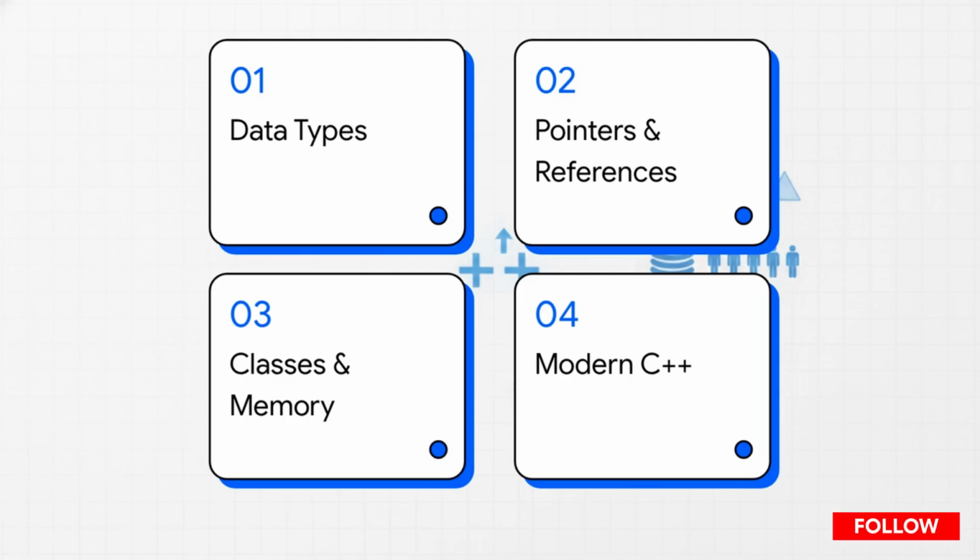Here's our quick roadmap for This Explainer. We'll kick things off with data types, move into pointers and references, scale up to classes and memory, and finally wrap up with modern C++.